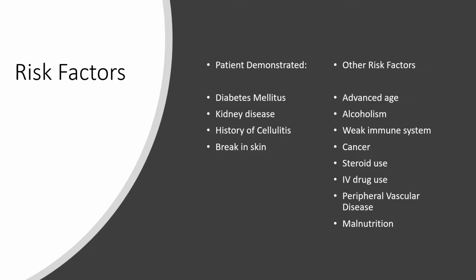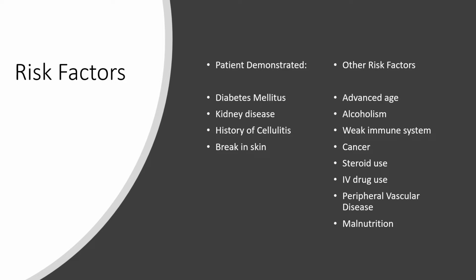Risk factors that this patient demonstrated were diabetes and a history of kidney disease. He also had a history of cellulitis, and oftentimes cellulitis can be recurrent, and this was his case. And he had a break in the skin. Other risk factors include advanced age, so your skin obviously loses elasticity and becomes easily damaged. Alcoholism is a risk factor. A weakened immune system, cancer, steroid use, IV drug use, peripheral vascular disease, and malnutrition can all be risk factors for cellulitis.